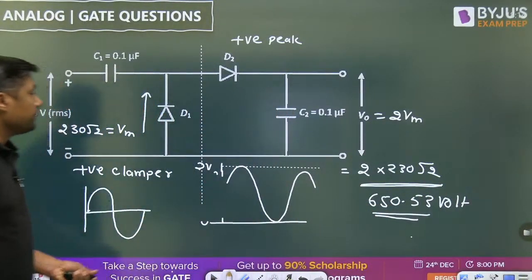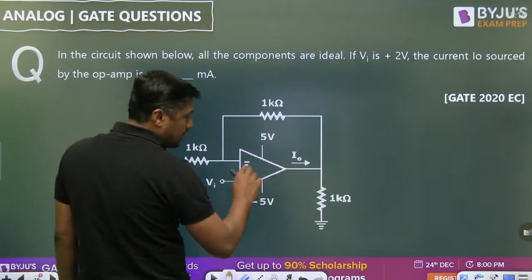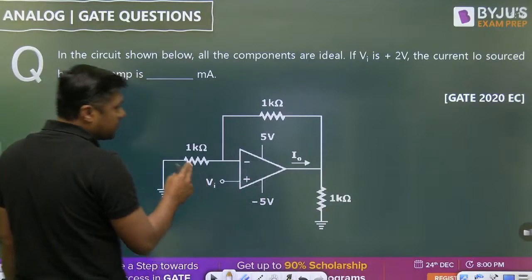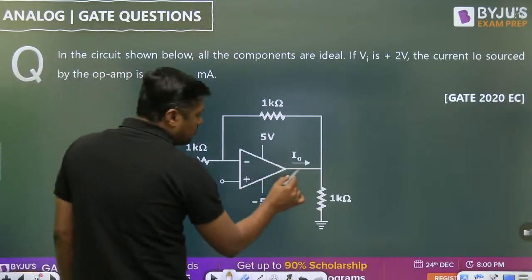Now, next question. In the circuit shown below, all the components are ideal. If Vi is equal to 2 volt, find the current I0 sourced by the operational amplifier. This is the 5 volt, this is the Vi, 1 kilo ohm, 1 kilo ohm, that is given. Now at this point we have to find the I0.